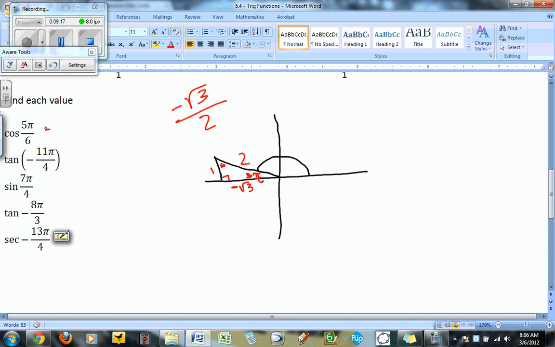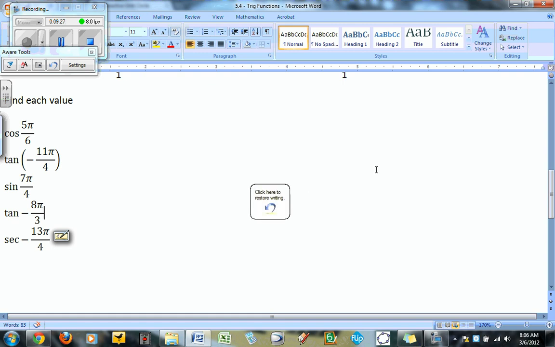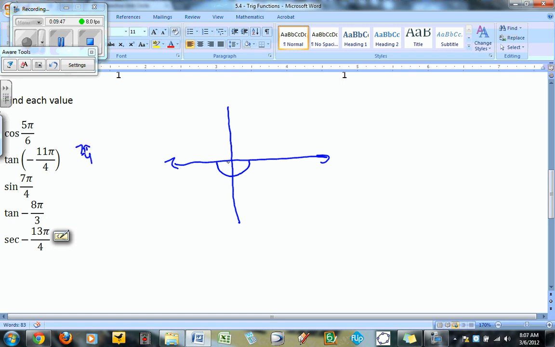So this cosine value is negative square root of 3 all over 2. Okay? So if we wanted to find the tangent of negative 11 pi over 4, first of all, we've got to figure out where negative 11 pi over 4 is at. Remember, the negative sign indicates what direction we're going around the circle. So if I go around halfway here, that would be 4 pi over 4. So that means I have 7 pi over 4 left.